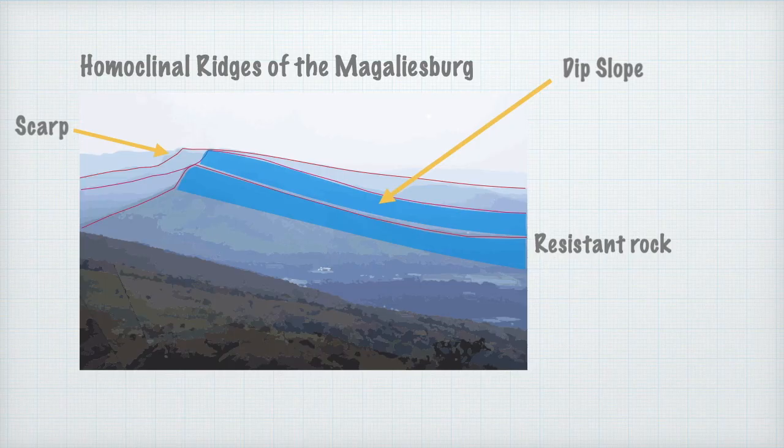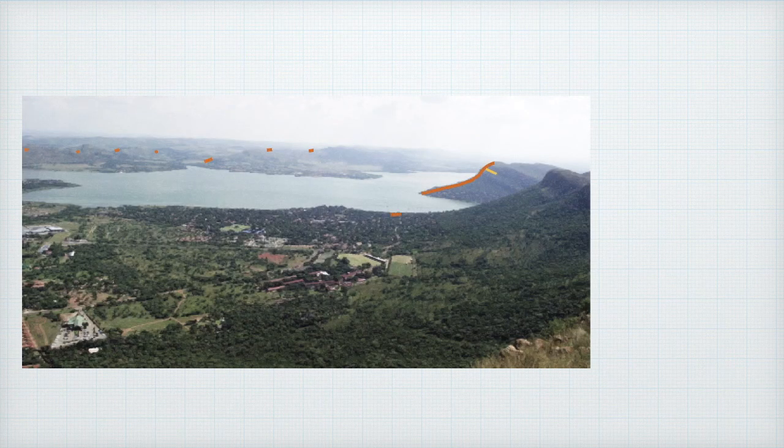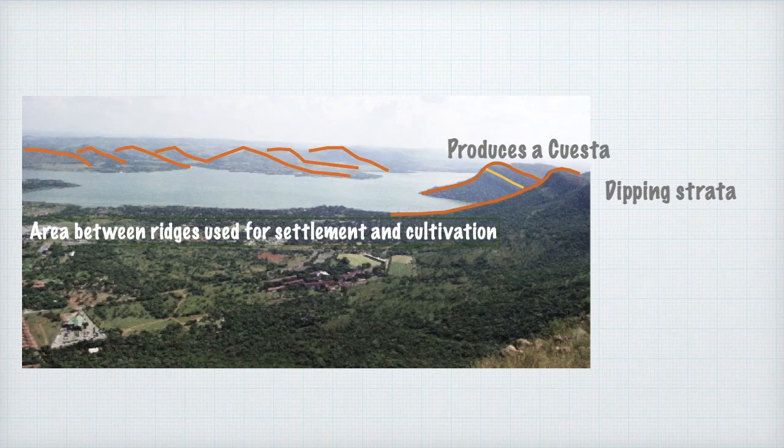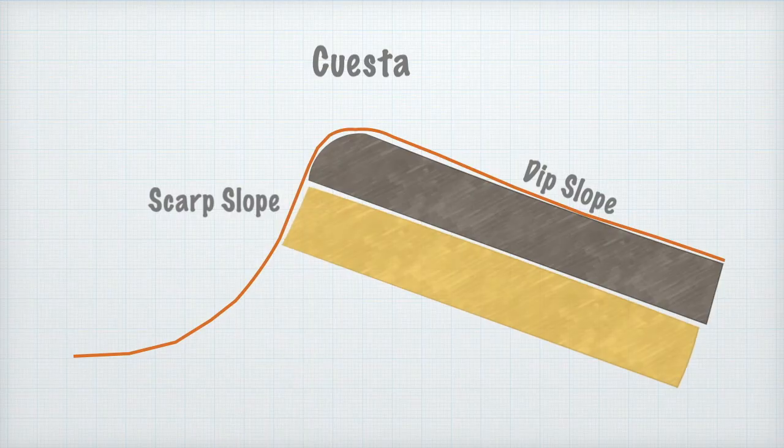So a homoclinal ridge is a number of hills that have the similar angle, and that's why they're called homoclinal. They've got the same angle of dip. Now let's look at this more carefully, and we look at what we see within the Magaliesberg range. We see a number of hills dipping like that, and we get dipping strata producing a cuesta, and development happens between those ridges. But now let's look carefully at the cuesta.